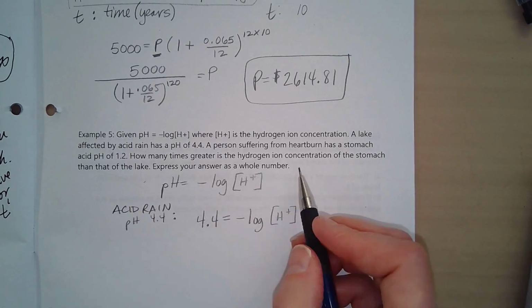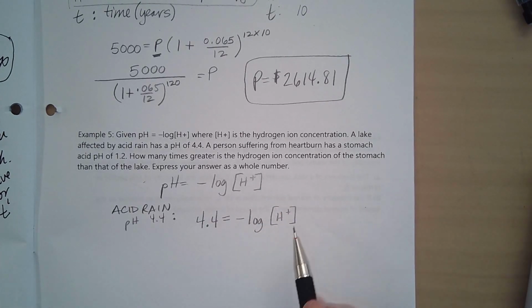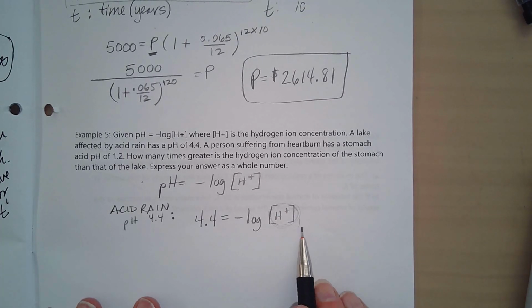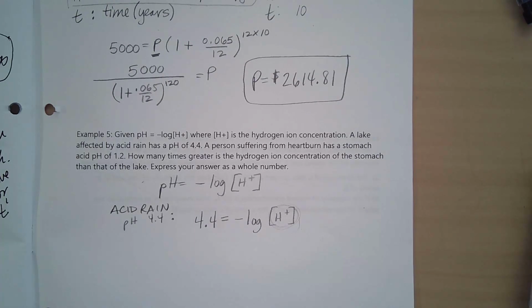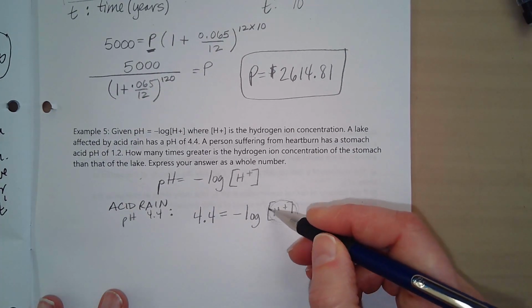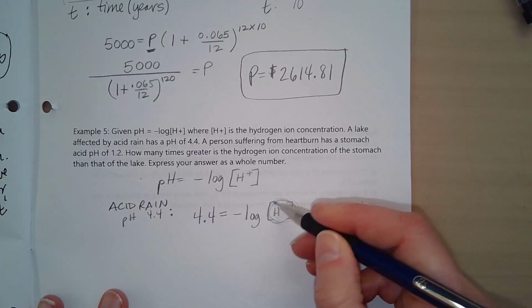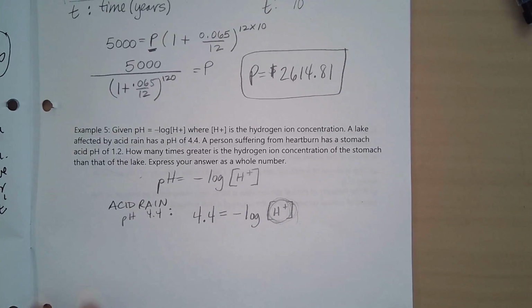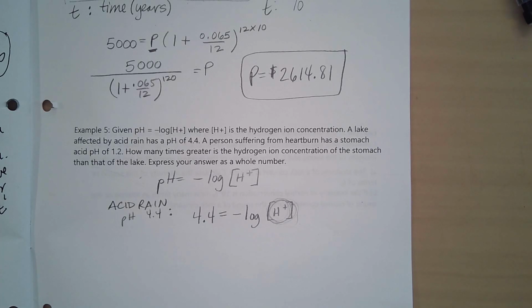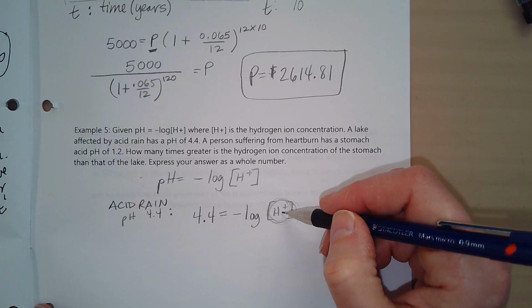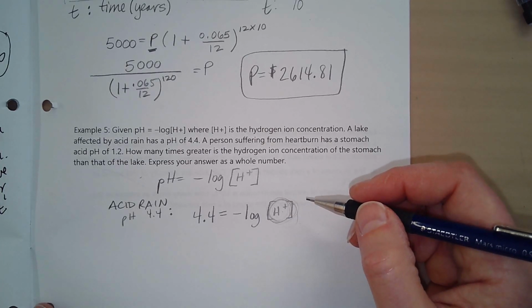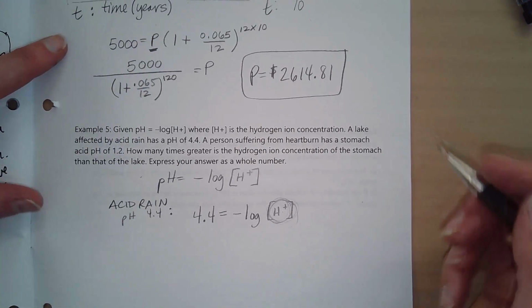It says how many times greater is the hydrogen ion concentration. So I'm trying to figure out what this is, right? But I have to compare it to the stomach acid too. So how would I isolate this guy? Any idea what I can do to compare this? Like, what if I put it into exponential form? Can we put it into exponential form? Would that help us? Let's see.